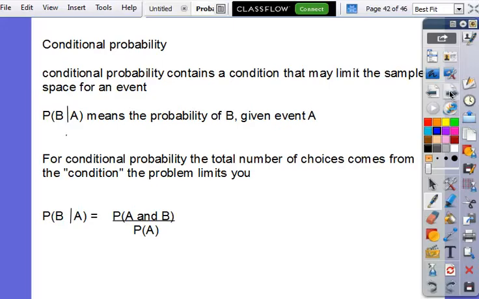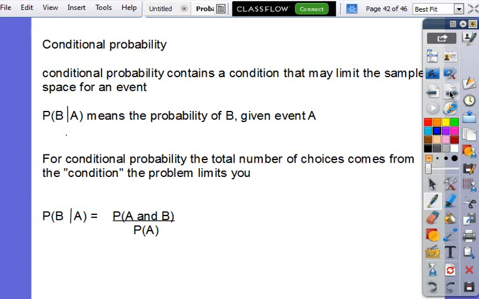All right, for conditional probability, it contains a condition that limits the sample space. What that means is you're not looking at the whole group anymore, you're only looking at one part. And we'll get to what the condition part means when we look at the problem. We know that this means probability of B, given that A already happened.